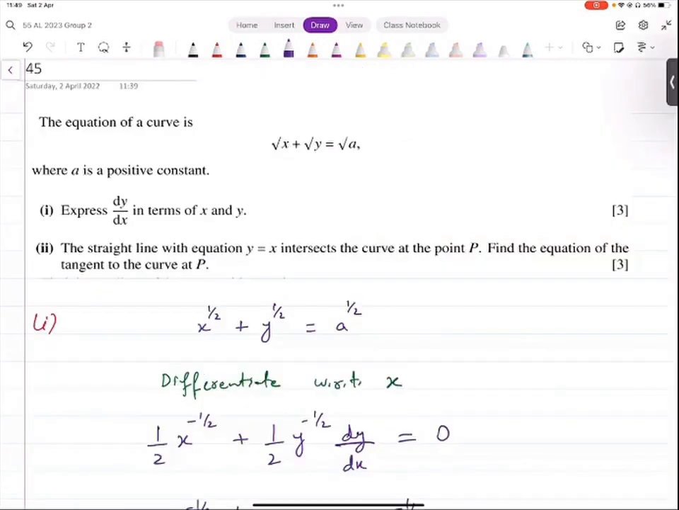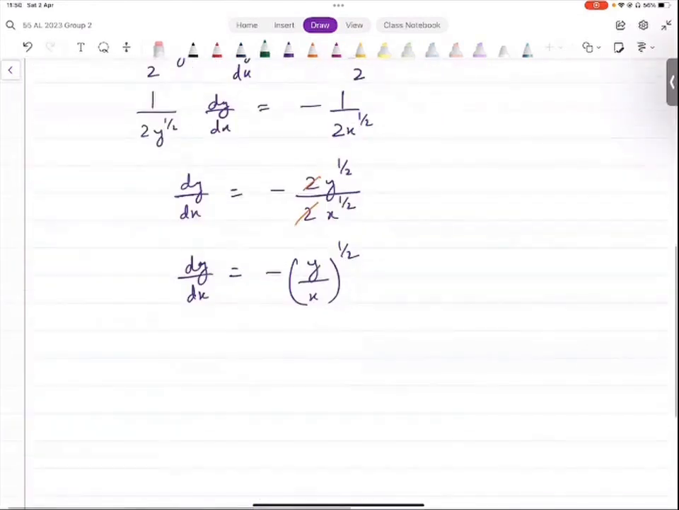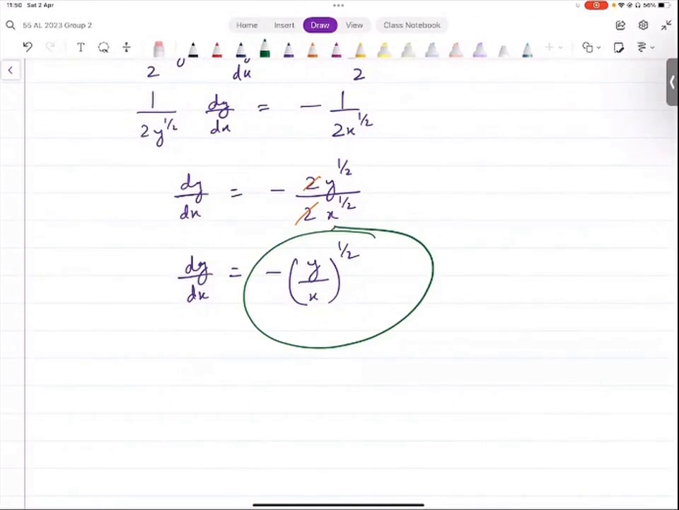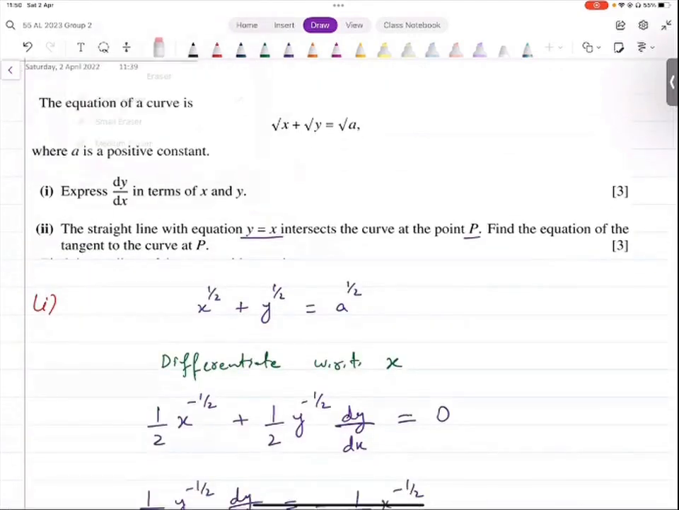Okay, so there's a straight line with this equation, y equals x. This intersects the curve at the point P. Find the equation of the tangent to the curve at P. Tangent की equation कैसे निकालते हैं? Need the gradient and a point. Gradient है हमारे पास. dy over dx है, इसके अंदर y और x की वैल्यूज अगर इनपुट कर दें, ग्रेडियंट आ जाएगा. But what values of x and y? उसने क्या कहा है? Find the equation of the tangent to the curve at P.